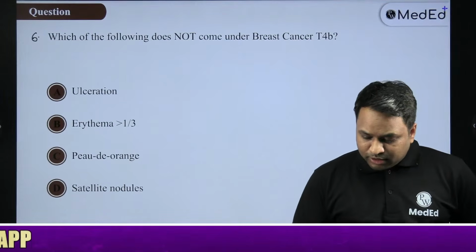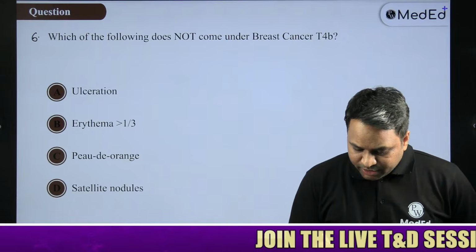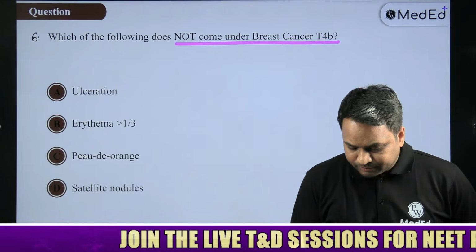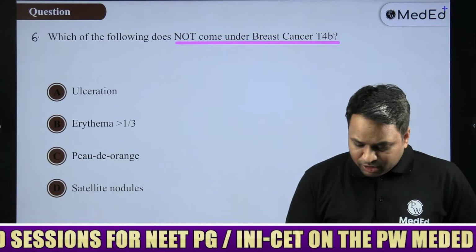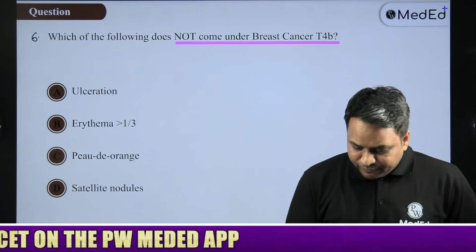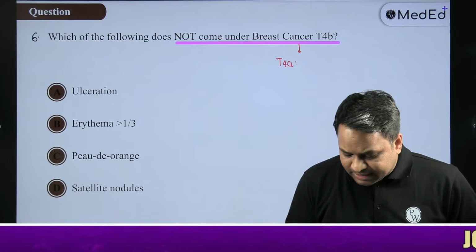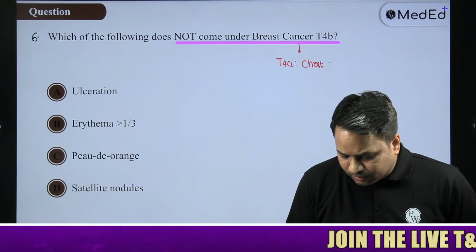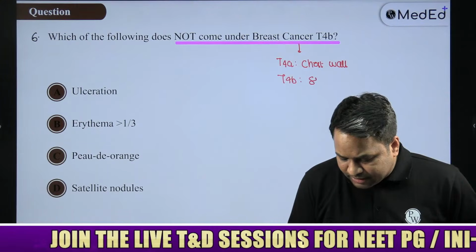Which of the following does not come under the breast cancer classification T4B, right? Now, what is T4B? T4B is involvement of the skin. T4A is any size if it is involving the chest wall. T4B is involvement of the skin.